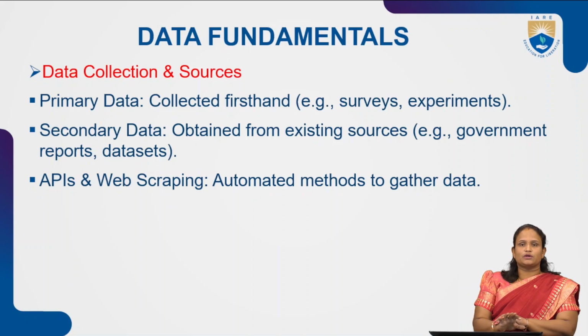In our subject, we are going to work with different types of data sets. The third one is APIs and web scraping, which are automated methods to gather data. We are going to use some automated methods to gather particular data.